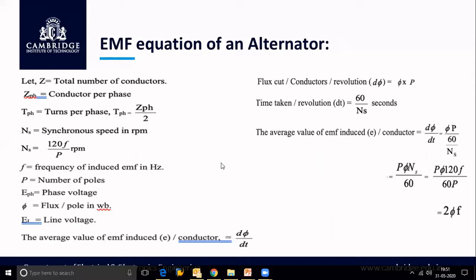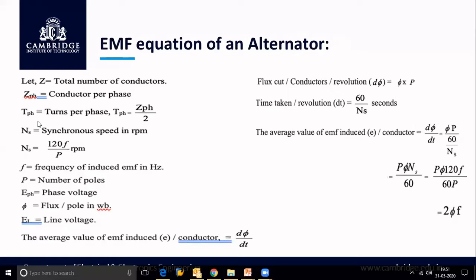Now let us discuss the important part, that is the derivation of the EMF equation of an alternator. To derive the EMF equation of an alternator, we have to define some terms. Let us consider Z as the total number of conductors. So we will represent the total number of conductors by using the letter Z. Because we are discussing a three-phase synchronous generator, the number of conductors per phase is represented as Z phase. Next, T phase, the number of turns per phase.